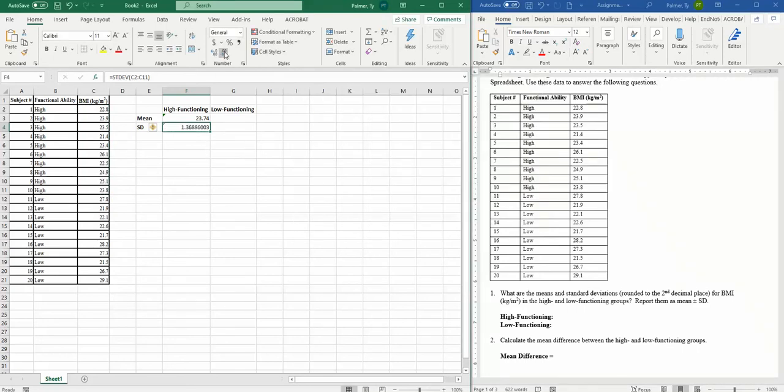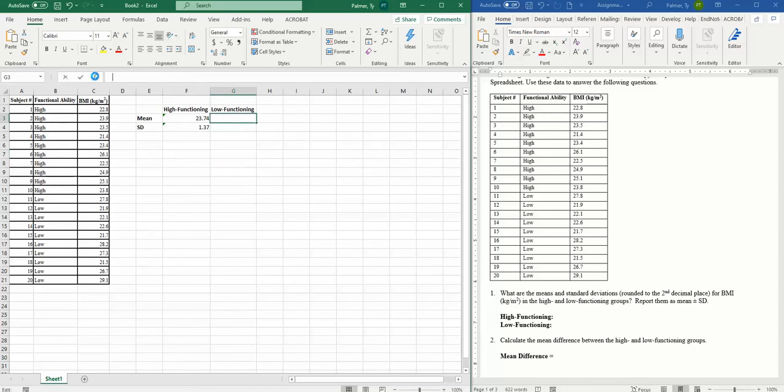Again, just like with the mean, let's round it to the first 2 decimal spots. So there we go. Again, 2 decimal spots to the right of the decimal, 1, 2. Okay, we get a standard deviation of 1.37. Let's do the same thing for the low functioning.